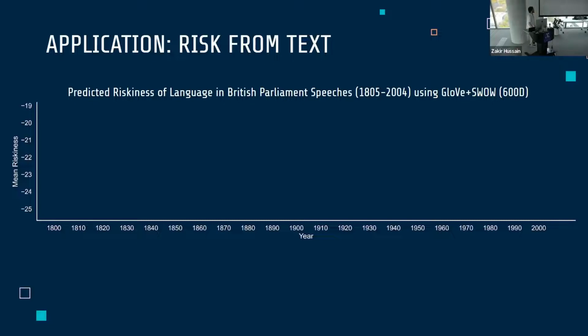And it seemed like GloVe SWO was picking up slightly more signal, perhaps because the data set of words that we have in SWO, and therefore the words that we have vector representations for in GloVe SWO, might be more relevant to risk perception and might also just be higher quality.